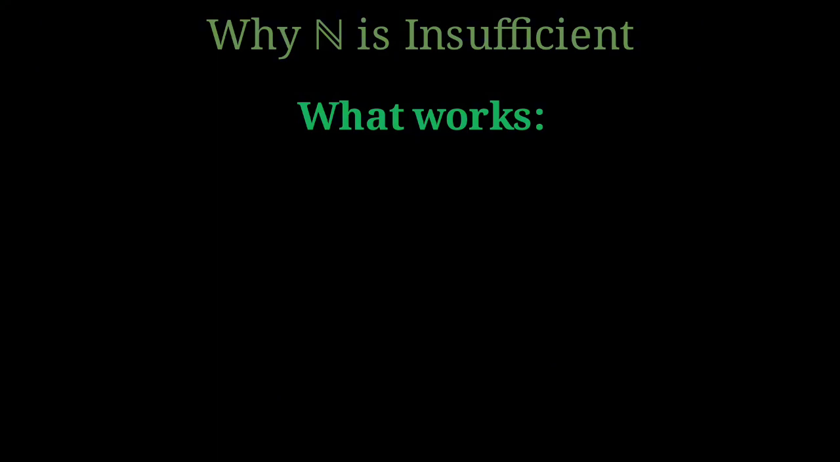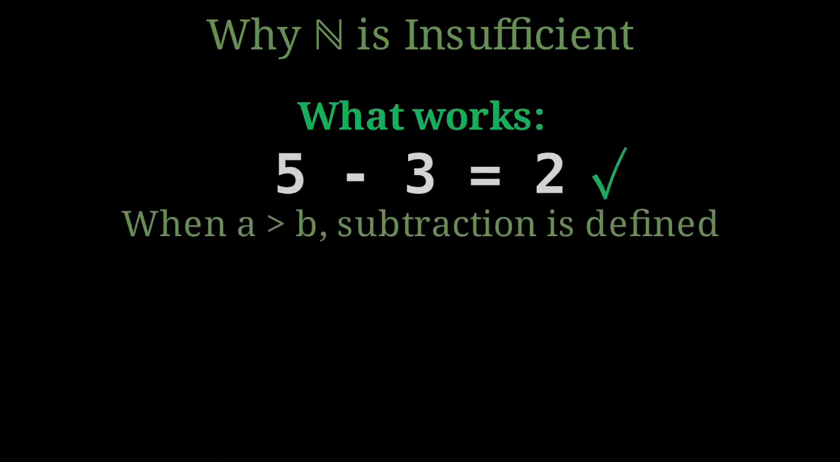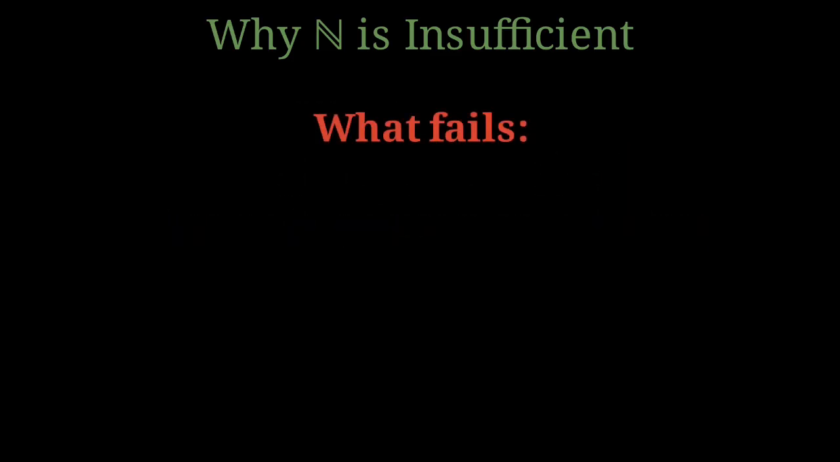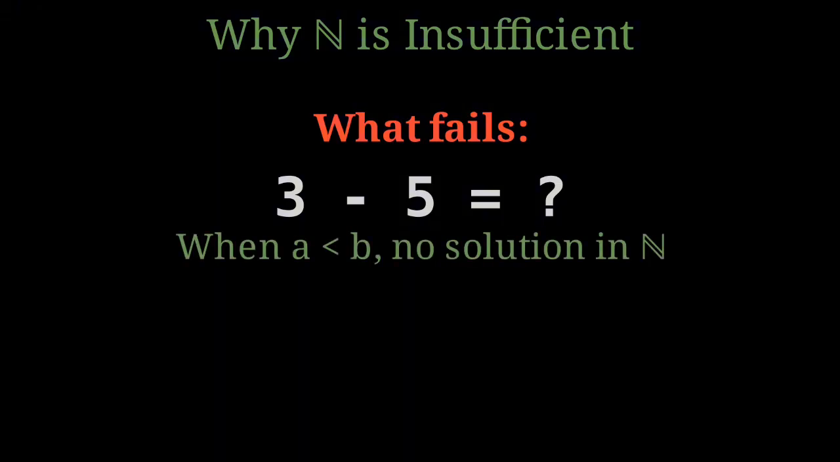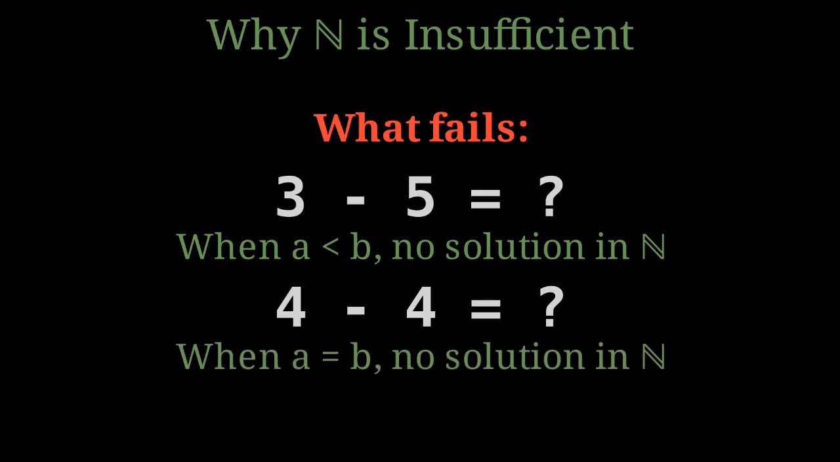Let's examine why N is insufficient for general arithmetic. What works is 5 minus 3 equals 2. When a is greater than b, subtraction is defined. What fails is 3 minus 5 equals what? When a is less than b, there is no solution in N. Another failure is 4 minus 4 equals what? When a equals b, there is no solution in N.